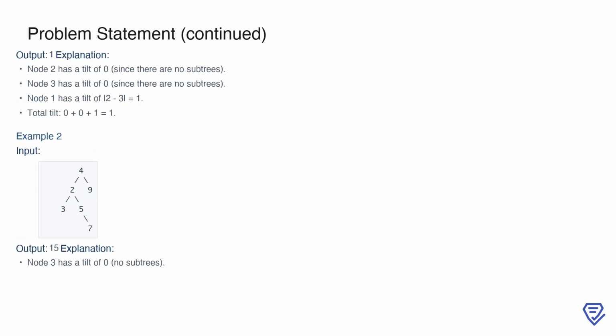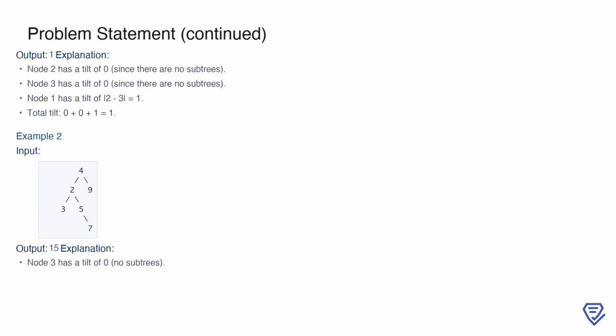Consider the first example where the tree has 3 nodes. The root node has a value of 1, with 2 child nodes having values 2 and 3. For node 2, there are no subtrees, so its tilt is 0. Similarly, node 3 has no subtrees, so its tilt is also 0. For the root node, the tilt is calculated as the absolute difference between the sums of its left and right subtrees, which is |2 - 3| equals 1. Adding these values together gives us a total tilt of 0 plus 0 plus 1 is equal to 1.